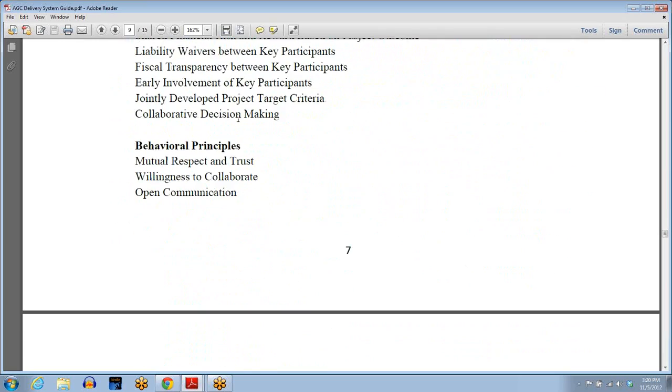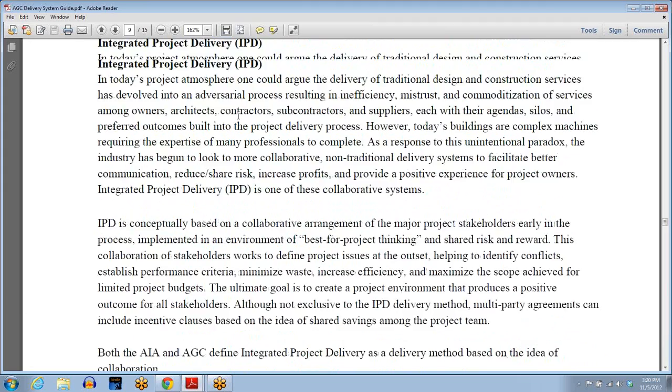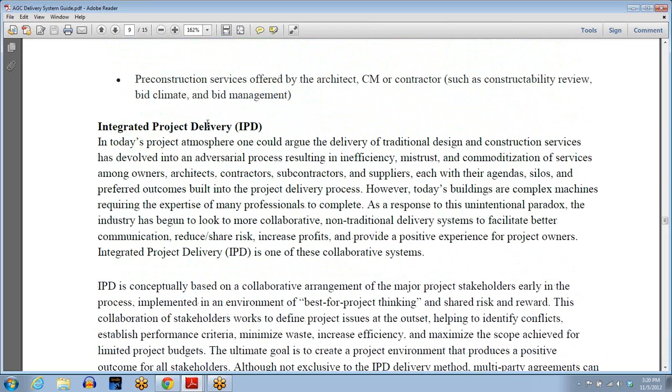So they give to you here the different disciplines and information provided with the integrated project delivery system. That is not a delivery system. It is a system that can be used by bringing everybody together on the front end.